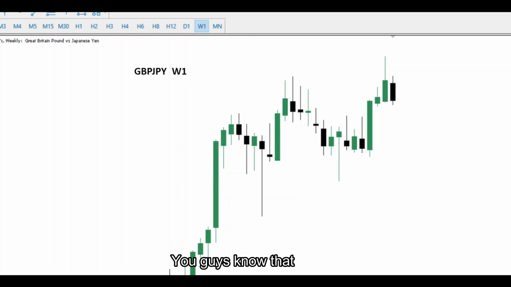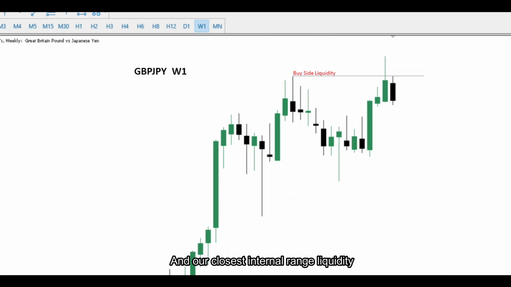You guys know that we move from liquidity to liquidity, which is from the external range liquidity to internal range liquidity, and the other way around, from internal range to external range. So currently we've already purged the external range liquidity. It's external because it's outside of the range from here to here. So since we've taken out the external range liquidity, price will seek internal range liquidity.